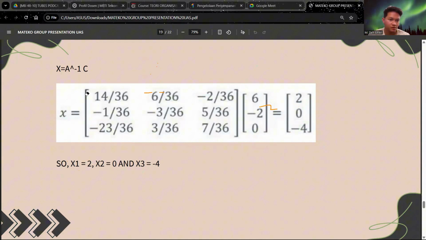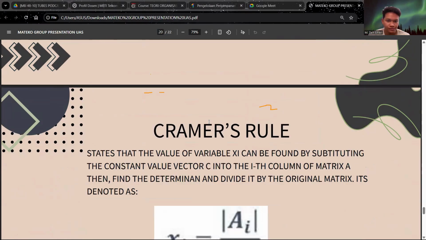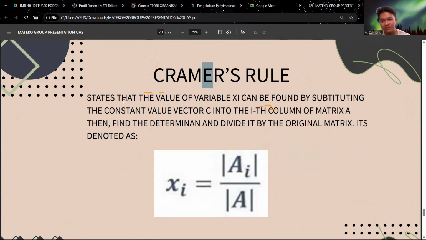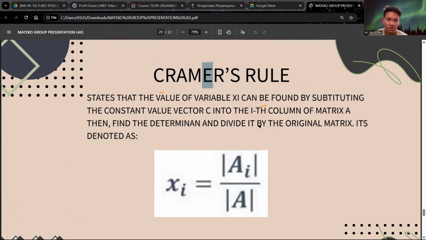The last one is Cramer's rule. It states that the value of variable x1 can be found by substituting the constant value vector C into the first column of matrix A. Then find the determinant and divide it by the determinant of the original matrix. It's denoted like this. This is Cramer's rule.